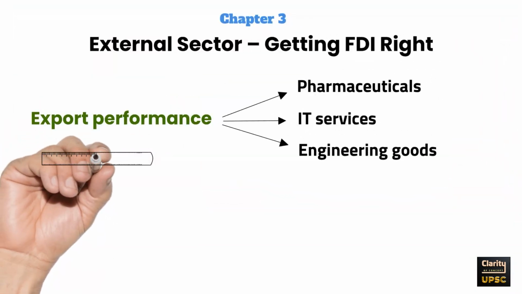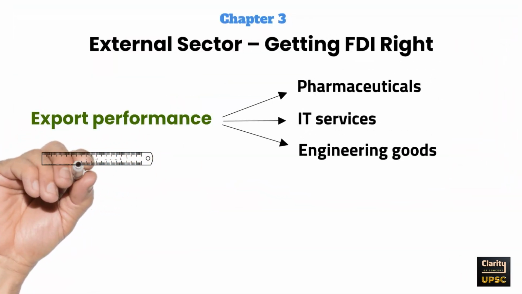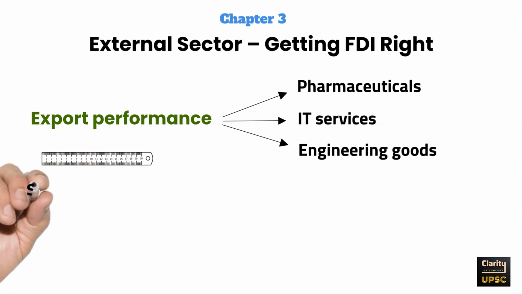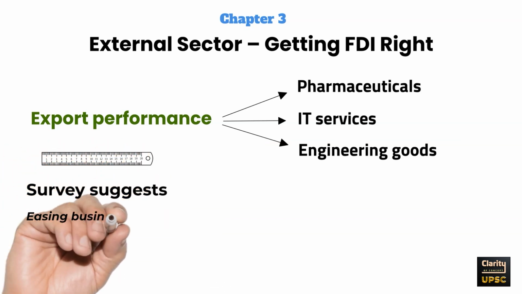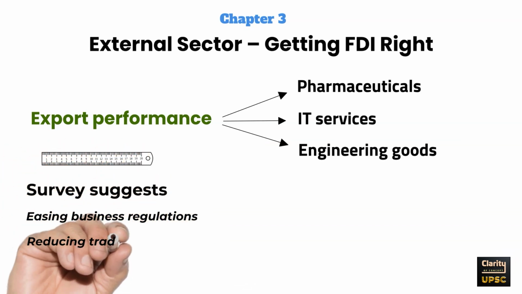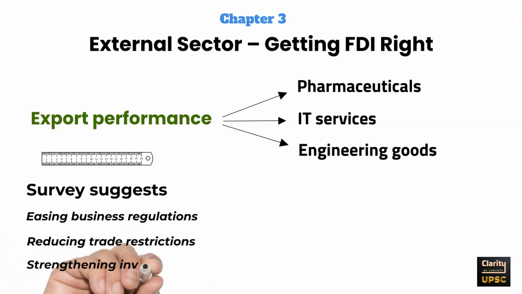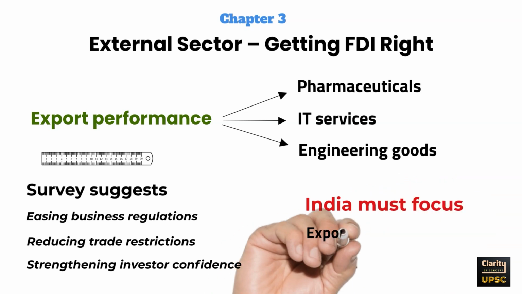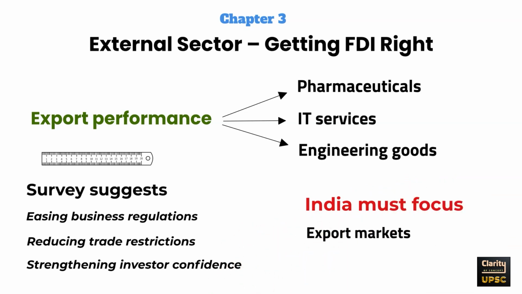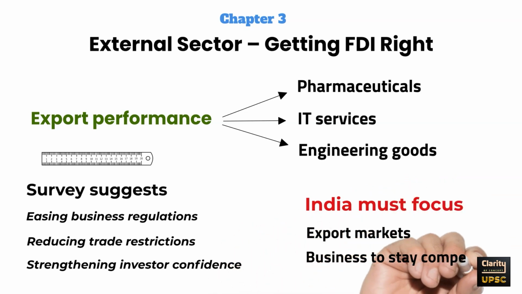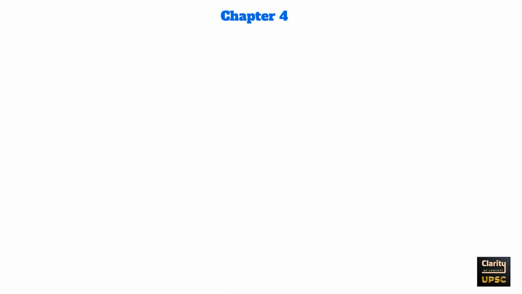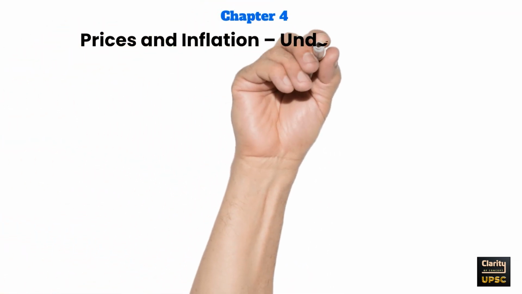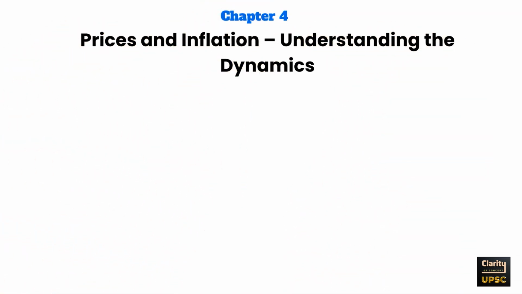The survey highlights the need for improvement as FDI inflow is slowing down. The survey suggests easing business regulations, reducing trade restrictions, and strengthening investor confidence. With global trade facing uncertainty, India must focus on diversifying its export markets and improving ease of doing business to stay competitive. The title of the fourth chapter is Prices and Inflation: Understanding the Dynamics.